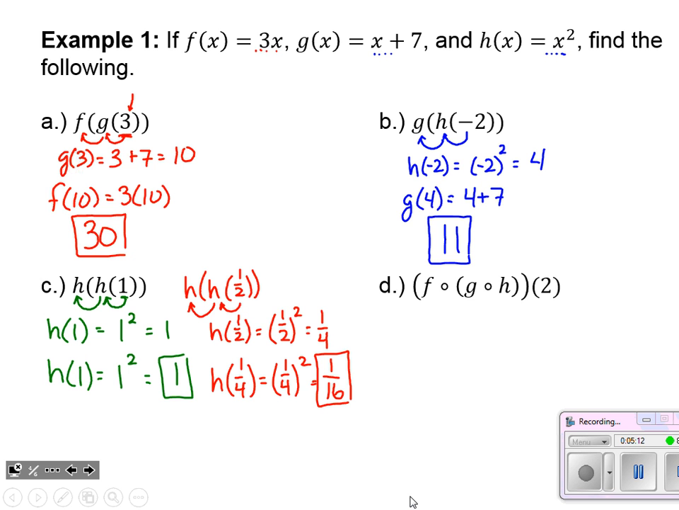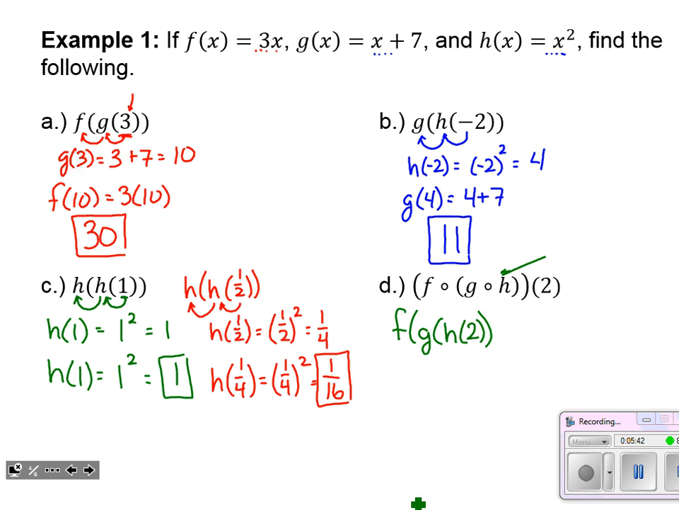And then letter D, take a look at all that's happening here. I strongly encourage you, if you see this notation with all the circles, to change that into multiple parentheses like we saw in A, B, and C. It's so much easier to follow it from inside out if we have it that way. So I have f of g of h of 2. So a lot of things happening. We got an extra step as we go from the inside out.